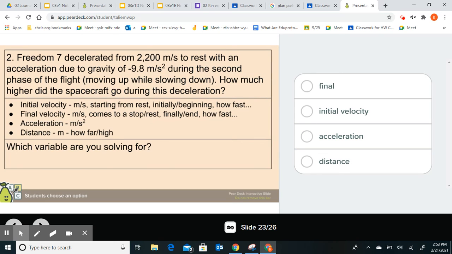And then here we have Freedom 7 decelerated from 2,200 meters per second to rest during an acceleration of negative 9.8 in the second phase. How much higher did the spacecraft go during this deceleration? So again, we're looking at distance here.